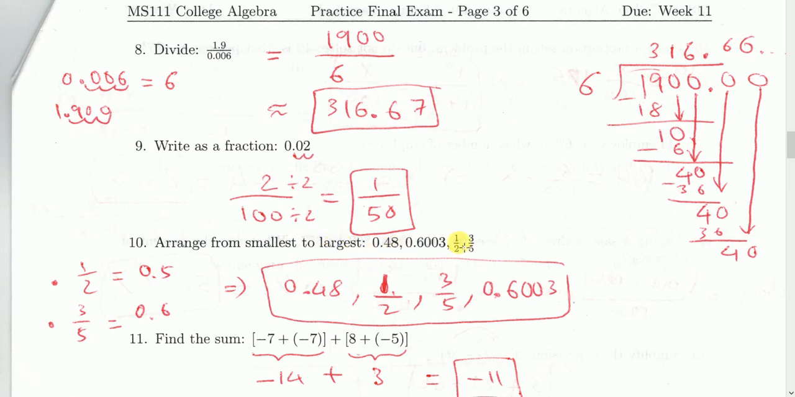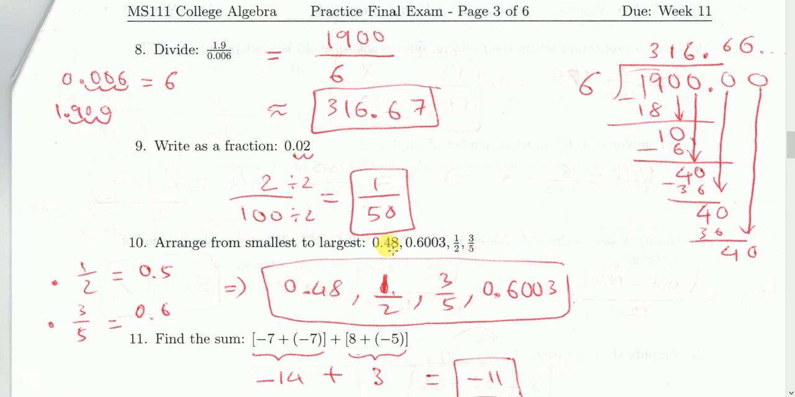Okay, we have these four numbers: decimal, decimal, fraction, fraction. How do we compare which one is smaller, which one is larger? The only thing we can do is convert them to the same format, maybe decimal, in order to see which one is the smallest and which one is the largest.